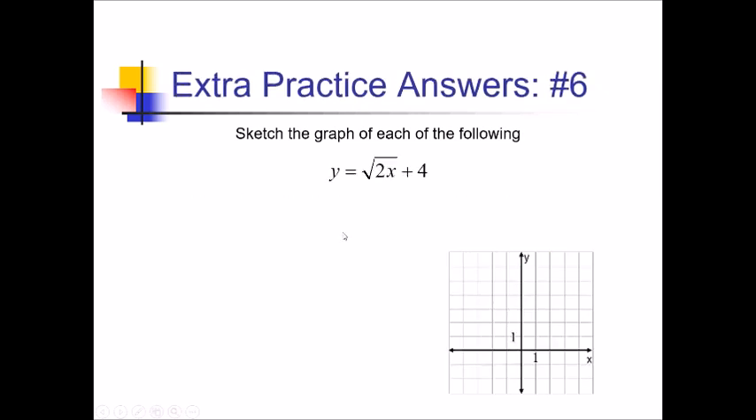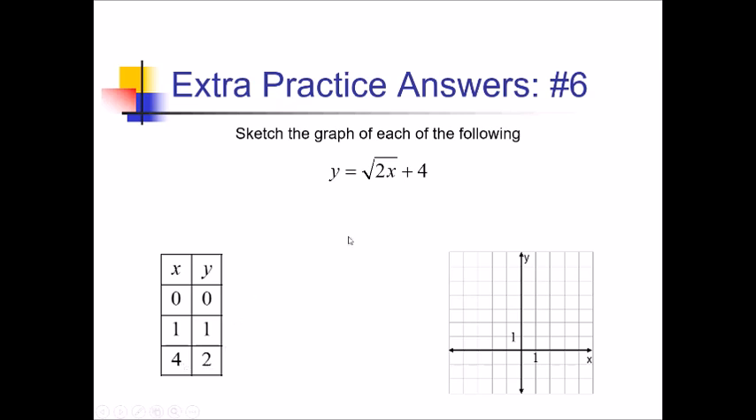To graph this square root function, I'll start with my parent table with the points 0, 0, 1, 1, and 4, 2 for square root functions. And for my transformations, the 2 inside the square root function, the times 2, means that we're actually going to be shrinking this graph horizontally, multiplying my x values by 1/2, dividing by 2. And then the plus 4 outside means we're shifting up by 4.